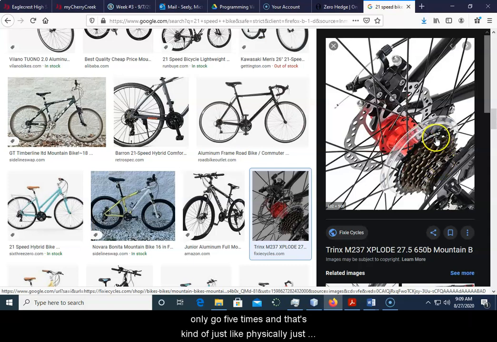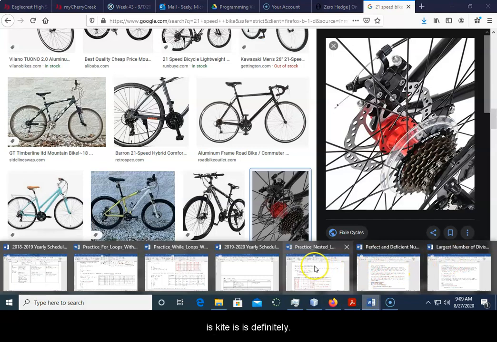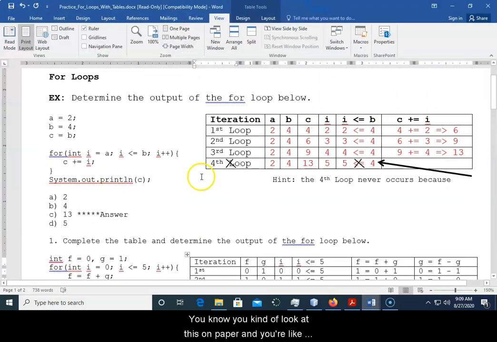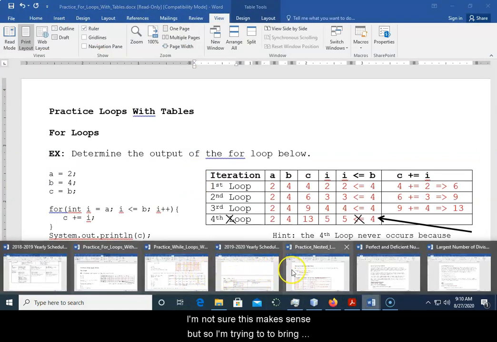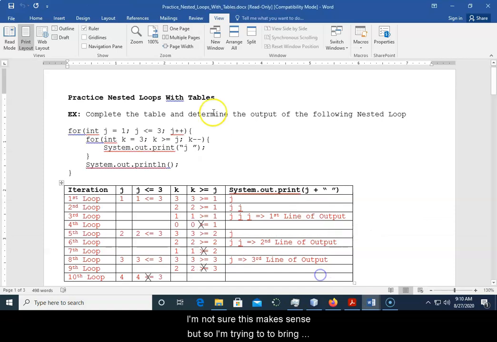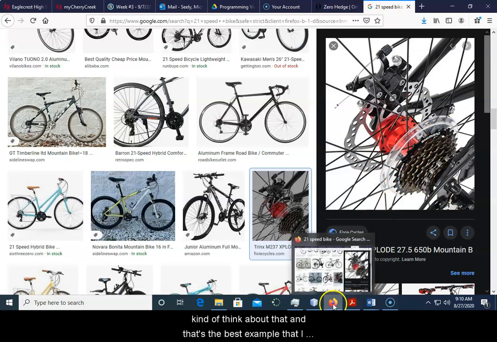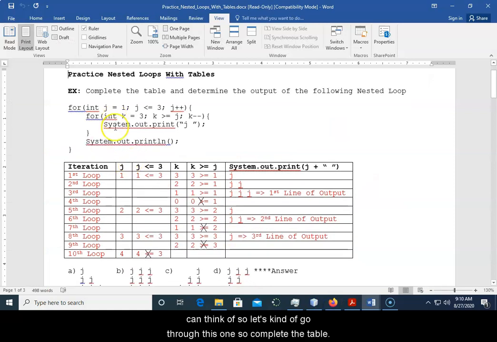And that's kind of just like physically, because everything with programming, you look at this on paper and you're like, I'm not sure this makes sense. So I'm trying to bring out more of the physical world and how to think about that, and that's the best example that I can think of. So let's go through this one.